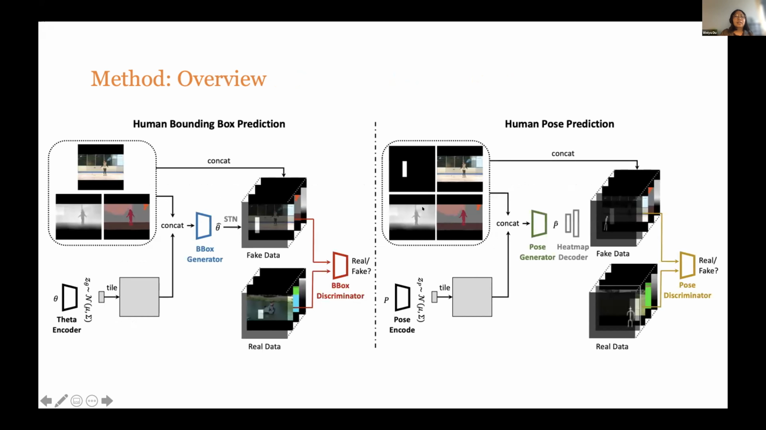So now let's get to the overview of our prediction pipeline. We have followed previous works in designing a two-stage pipeline, including the where stage, that is the human bounding box prediction, and the what stage, which is the human pose prediction. So I will dive into them one by one next.